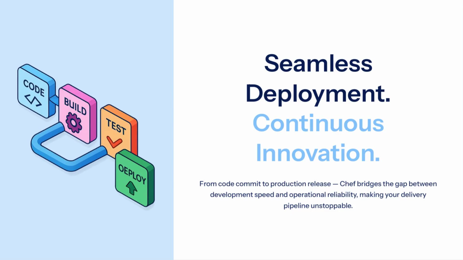Chef makes it possible for organizations to deliver high-quality applications quickly and efficiently, without sacrificing operational reliability. This approach is particularly useful for organizations that need to respond rapidly to changing market conditions or customer needs. By using Chef, organizations can ensure that their application delivery pipelines are seamless, continuous, and innovative.